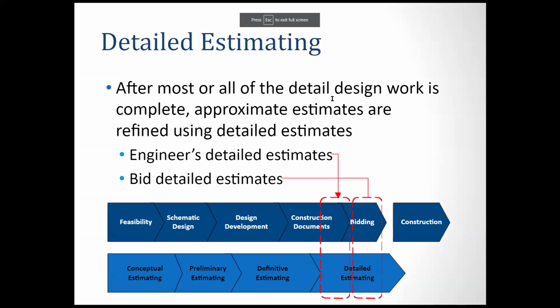So first we will review those different stages and also different kinds of estimates. When you're doing the detail estimates, you are at the stage where almost all the detail design work is completed, right? Approximate estimates are refined using the detail estimates. So who will be using the detail estimates? It's likely the engineers' detail estimates and the bidder or contractor detail estimates. There are 2 types of detail estimates. One is provided by the owner's engineers, one is provided by the contractor, right?